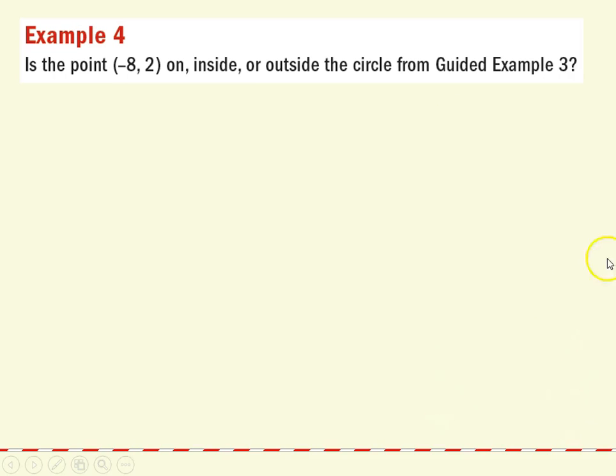Along those notes, let's say we still have that circle, so here's the next example. Is the point negative 8, 2 on, inside, or outside the circle from the example that we just did? So we have this point negative 8, 2. Is this point on the circle? Is it inside the circle? Or is it outside the circle from that previous example?